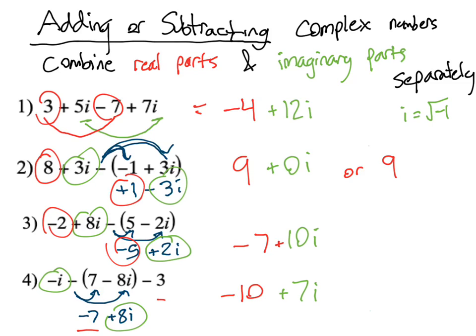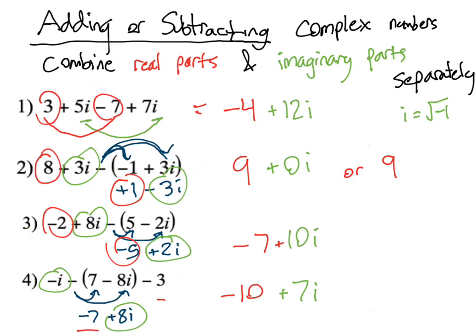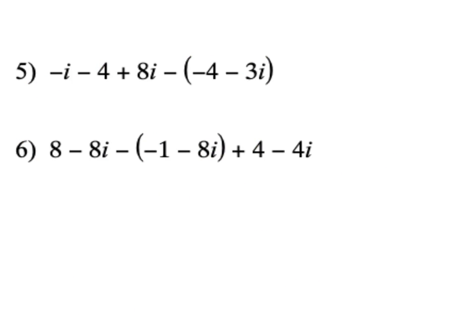So that's a quick intro to this new type of number, the complex numbers, which we get by combining together the real number dimension and the imaginary number dimension into this new space. If you would like to see a few more examples adding and subtracting, we'll work through these on here. So these expressions are a little bit longer, but the method is still the same.